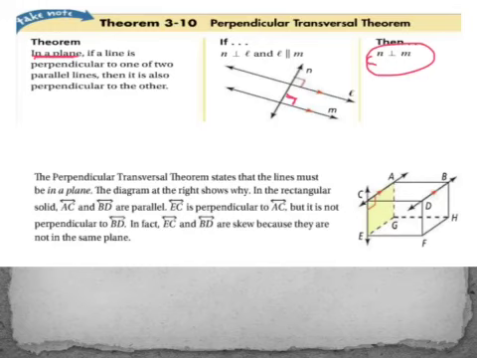Because we can see that AC and BD are parallel. CE is perpendicular to AC, but it's actually skew to BD because they're not all in the same plane.